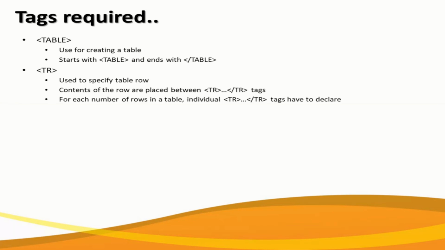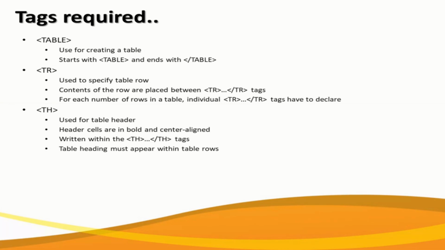The first thing we have to know is what are the tags required for creating a table. HTML provides you with the table element for creating a table. The table element starts with the opening table tag and ends with the closing table tag. Next is the tr tag. Tr stands for table row. The content of the row is placed between the tr opening and closing tags. The number of rows in a table depends on how many tr tags are contained within the table.